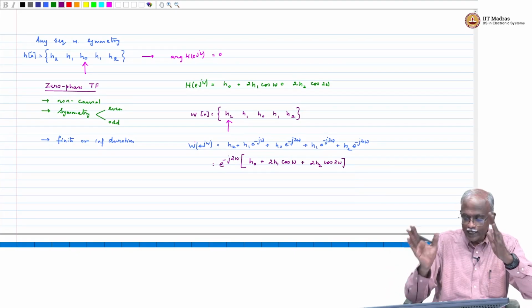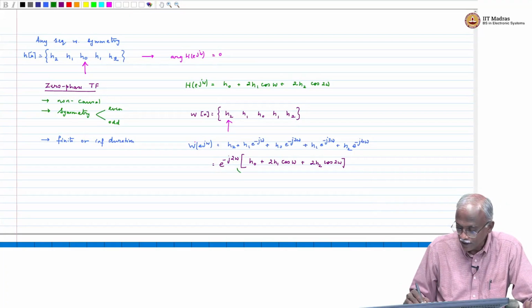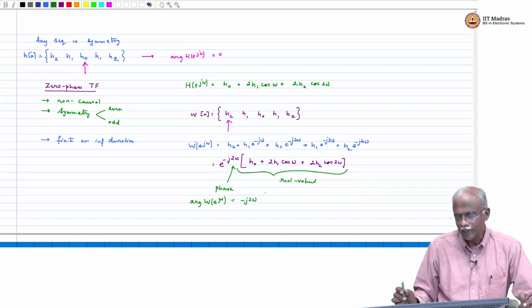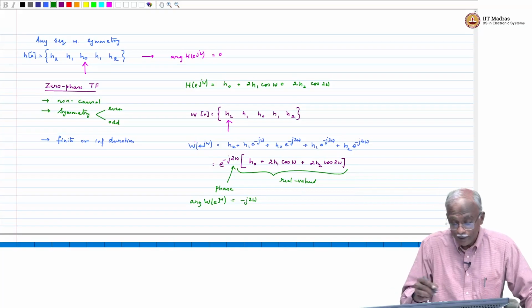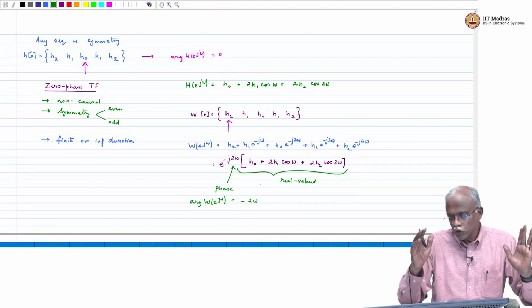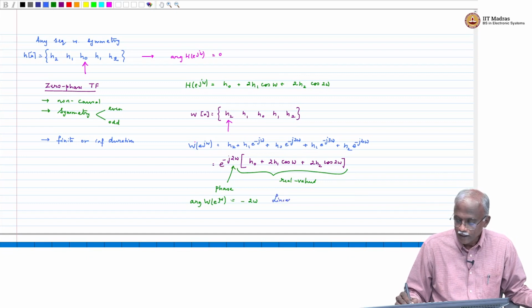So basically it is the same zero phase type of transfer function we got, but the phase term, this is real valued, right? So the phase is completely in this term. So this is where the phase is. And so if I were to ask you what is the argument of We of j omega, then you will say it will be equal to minus 2 omega. So this is a linear phase function, linear phase.